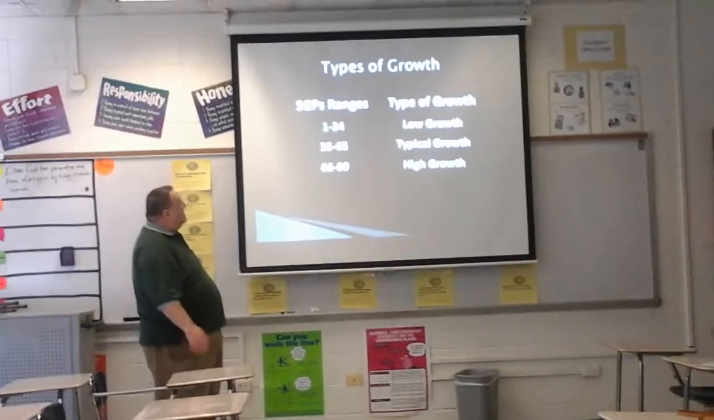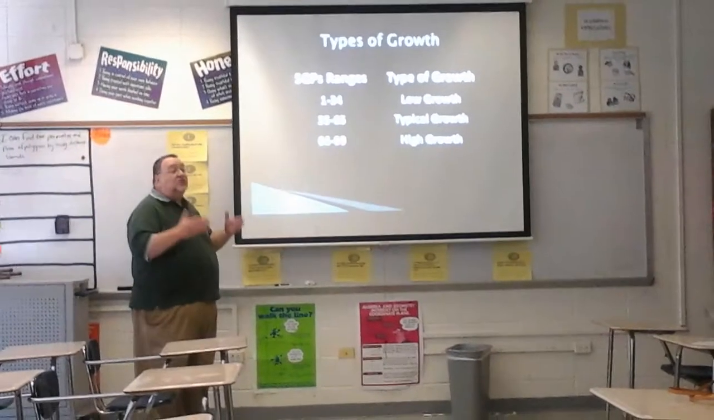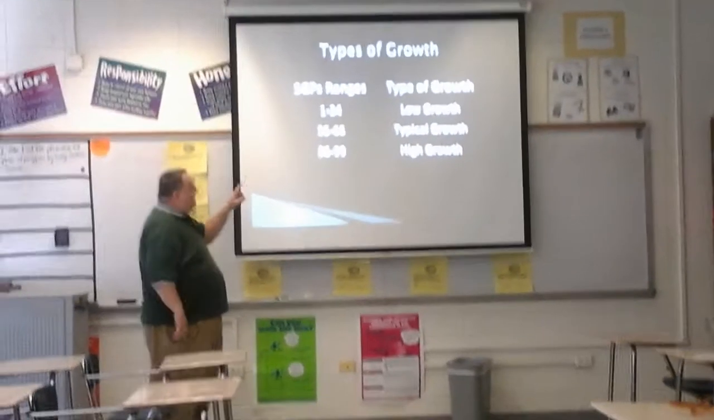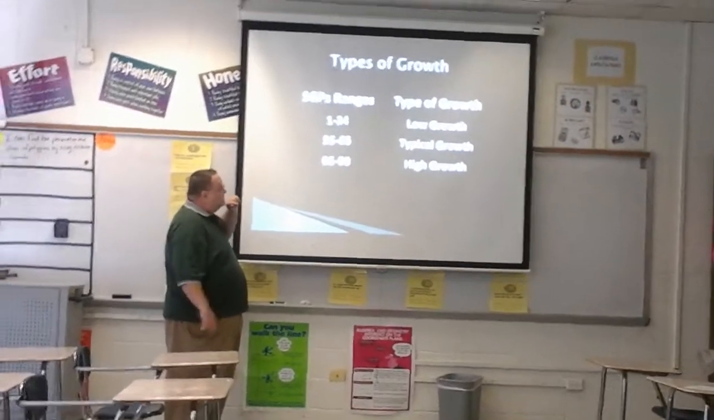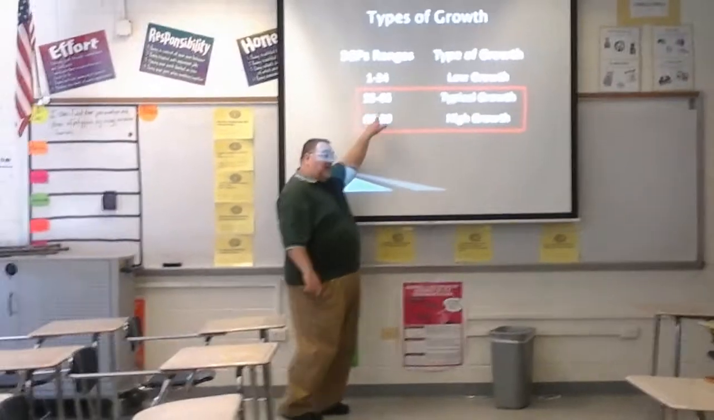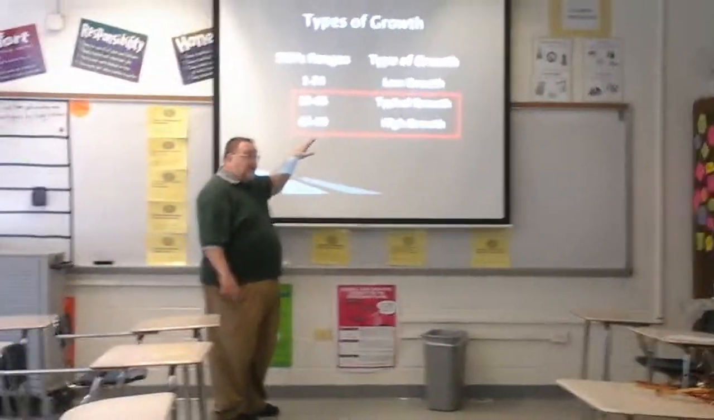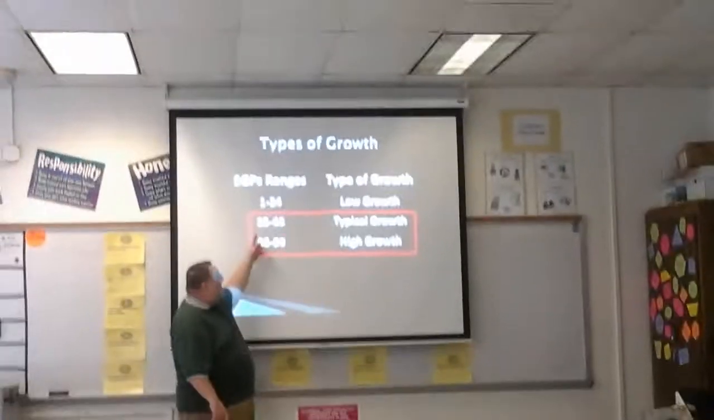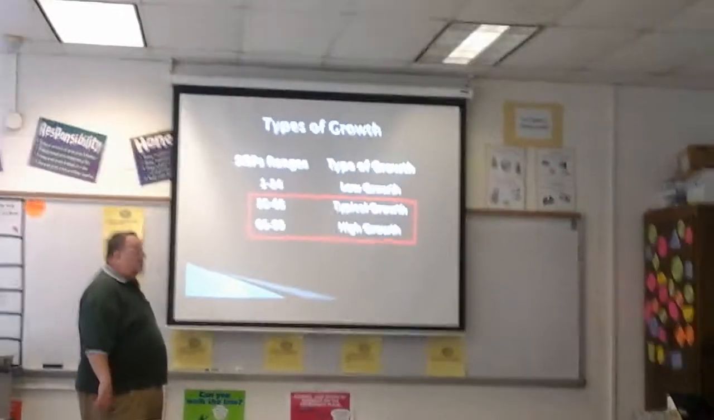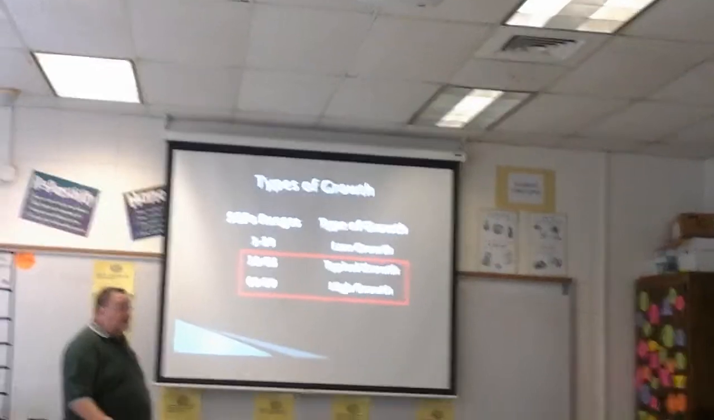Okay? And this is where they want you to be. When they finally get that growth number, they want you to click it one more time. This is where they want you to be. To put it in terms of our TEKS, the typical growth would be like proficient, and the high growth would be like exemplary.